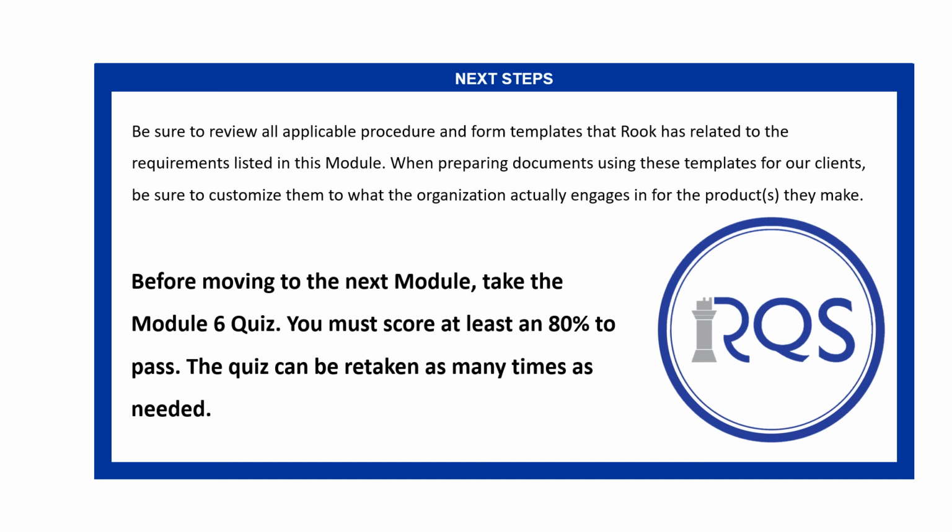Before moving on to the next module, take the Module 6 quiz. You must score at least an 80% to pass, and the quiz can be retaken as many times as needed.